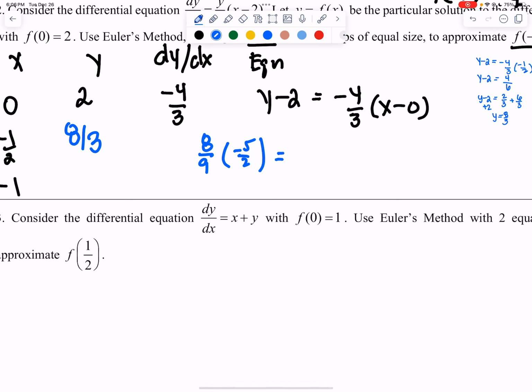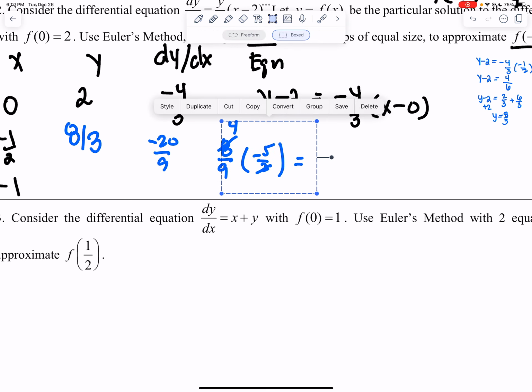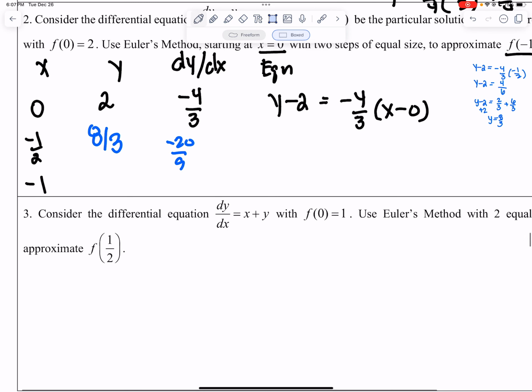And then if I were to simplify that, that's 4, so -20 over 9. Pretty nasty, I know. All right, and then you get your equation.